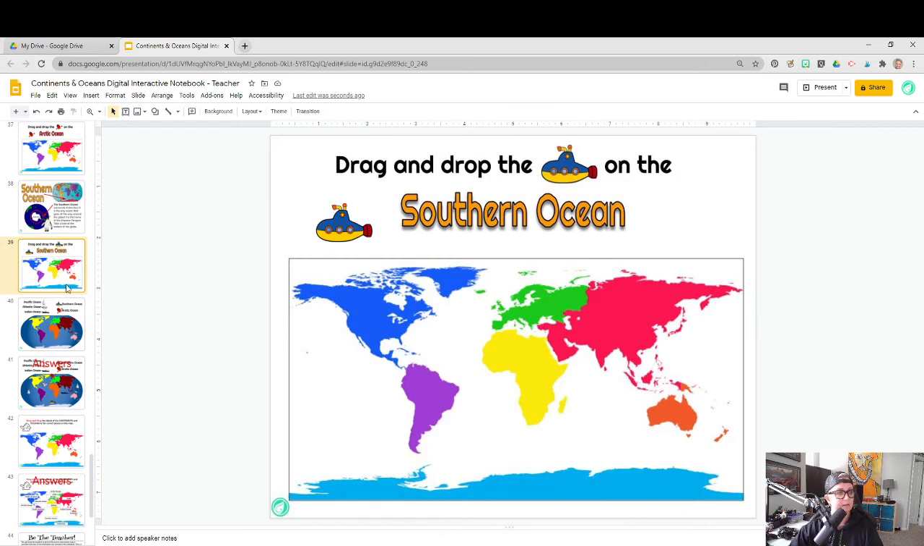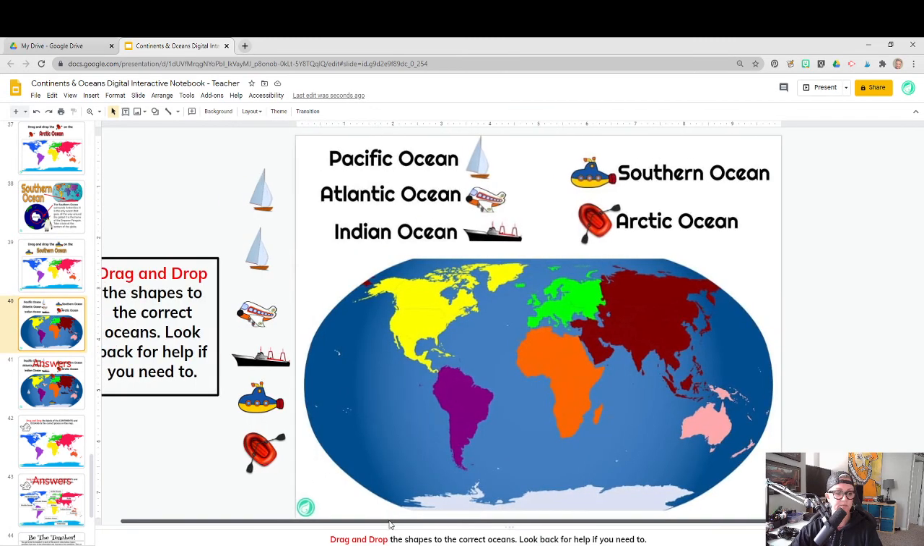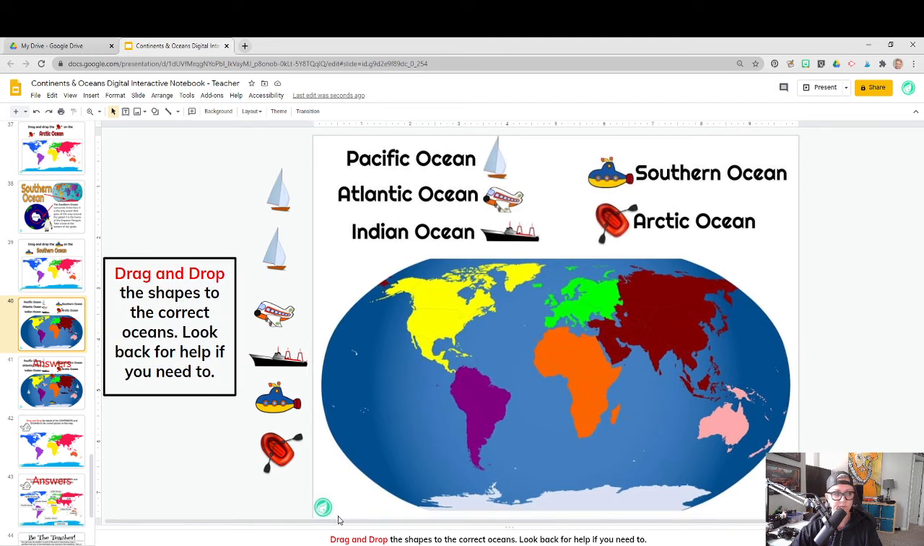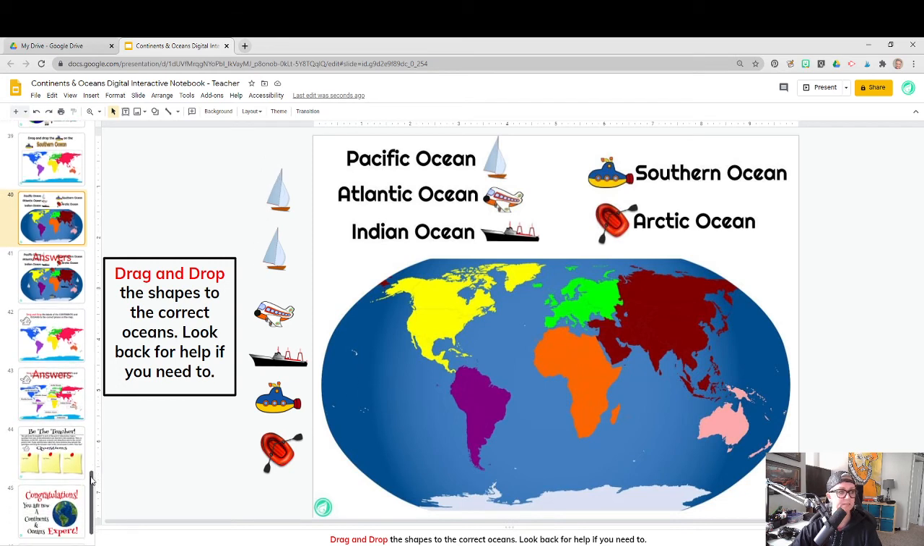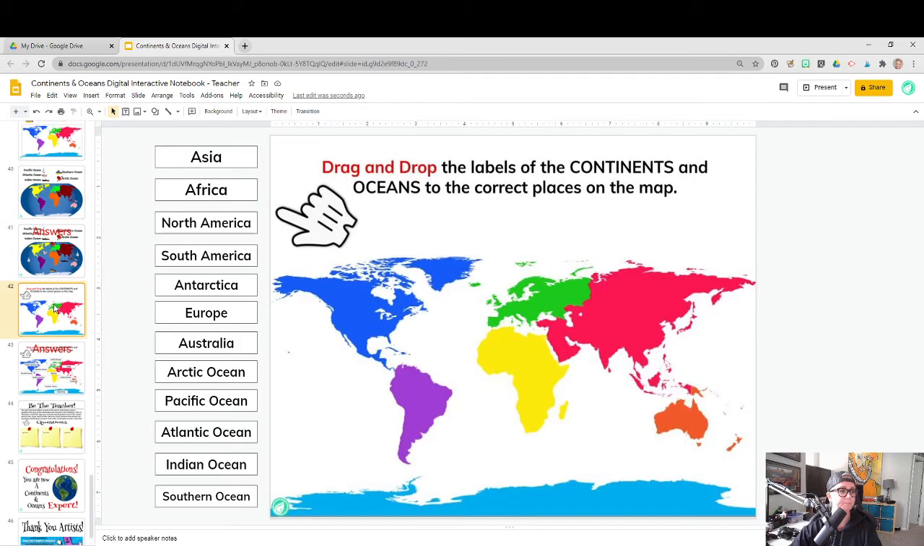And again, moving those pieces, putting it together just like the continents. So there's some continuity in the notebook for the students, dragging and dropping these shapes to where they belong on the map. The shapes correspond just like they did in the previous slides. So there aren't any surprises and they can go back and check if they need help.